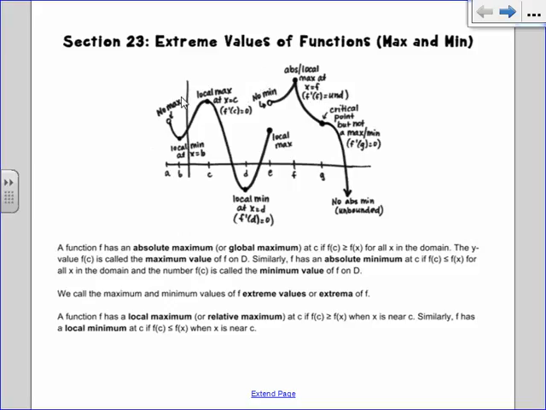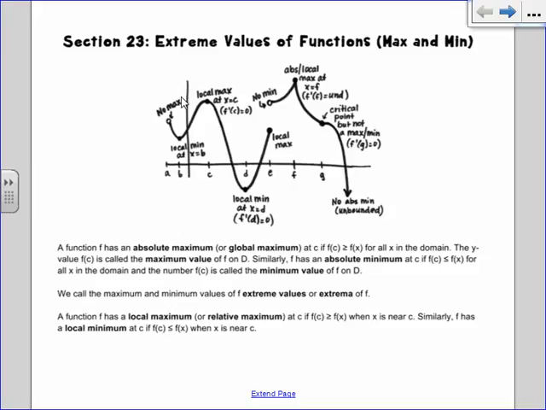Sometimes you hear absolute maximum, or you might hear the word global maximum. This happens when your y value is the highest y value in the entire graph, in the entire function, or entire domain, I guess. The y value f of c is then called the maximum value. So if I say find the maximum value of the function, what I'm asking for is a y value. I'm not asking for the x value, I'm asking how high does this graph go?